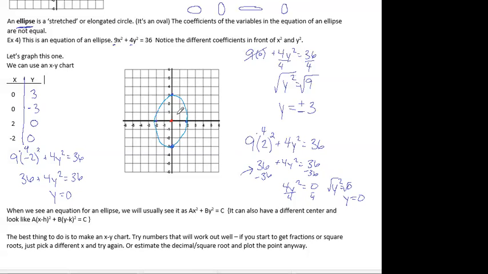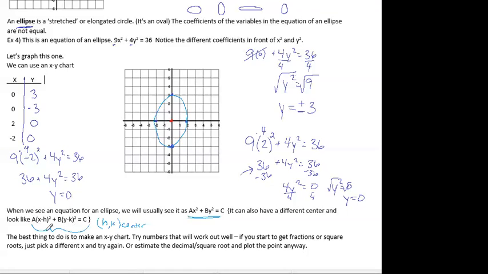I believe all the ones in your homework, the ellipses are actually centered at 0, 0. So when we see an equation of an ellipse, it should look like this: ax squared plus by squared equals c, and a and b are different numbers from each other. But I will tell you that the formal standard equation is going to look like this, where h and k are the center of the ellipse, just like h, k is the center in the equation of a circle.